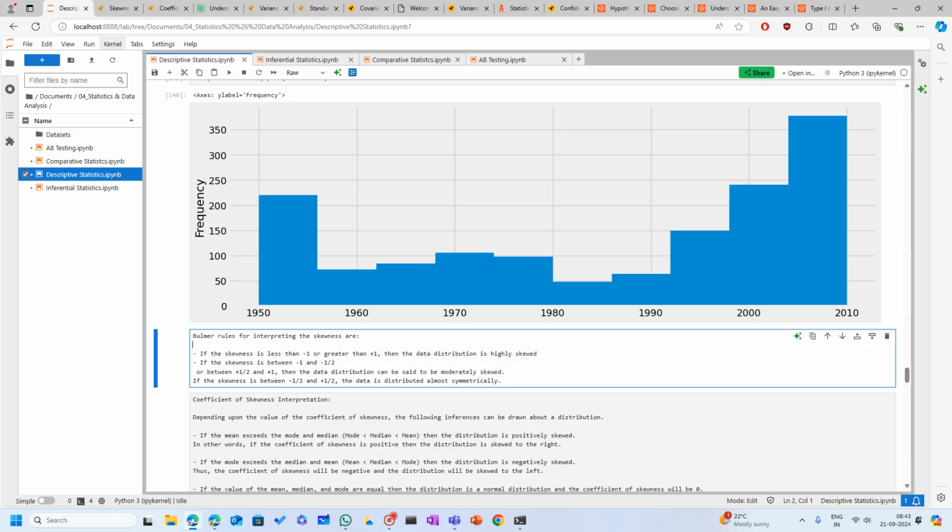Okay, so if there are no doubts, then we have Bulmer's rules for understanding this skewness. If the skewness is either less than -1 or greater than 1, then we call this data distribution highly skewed.